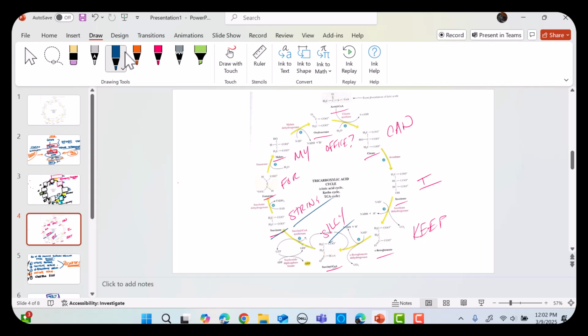So I had a class about 5 years ago. They added to this. They said succinate is always late. So succinate is always late, meaning it's the later one. So can I keep silly string for my office?